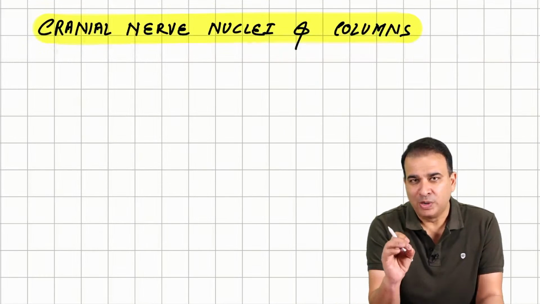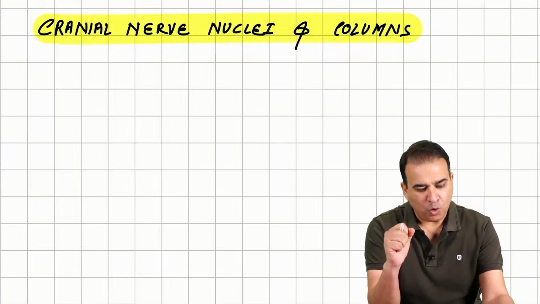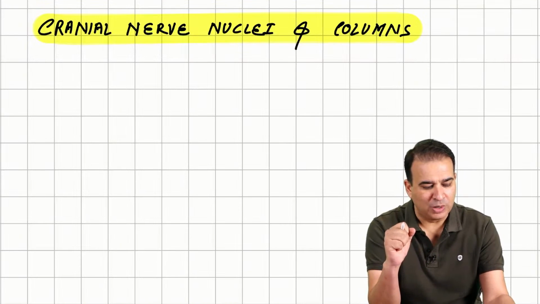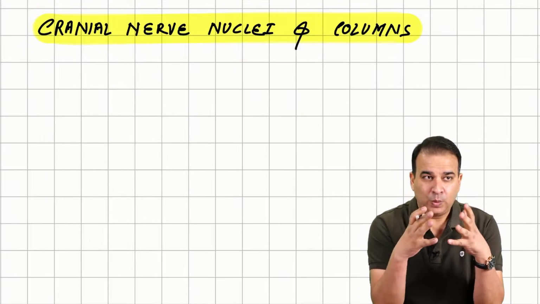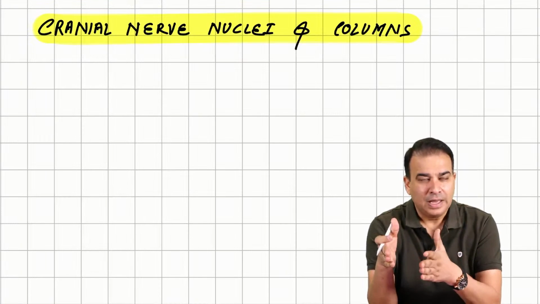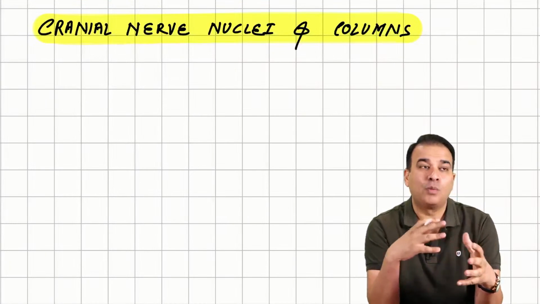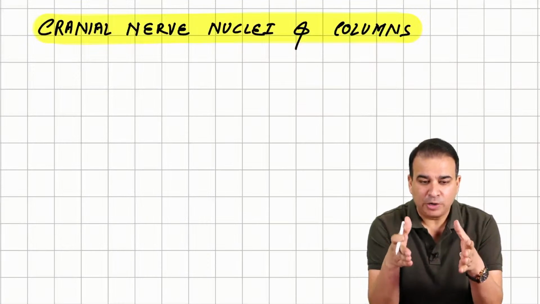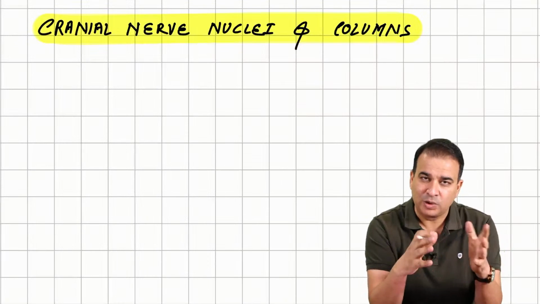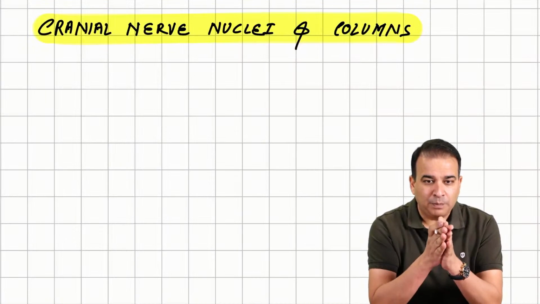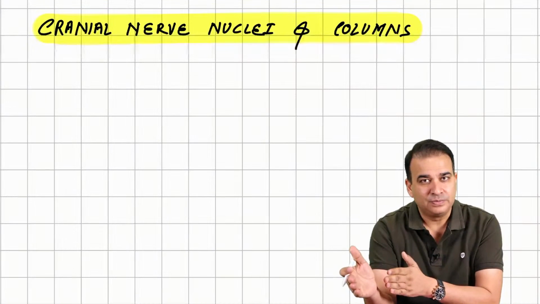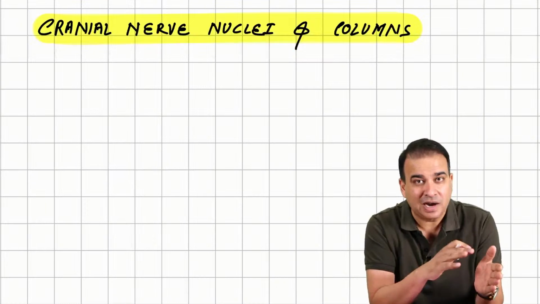Cranial nerve nuclei and columns. Now, why are we starting with the cranial nerve nuclei and columns? We need to discuss the cranial nerves. Cranial nerve nuclei and columns is more a topic of neuroanatomy, but I wanted to start head, neck and face with it only because before starting with any cranial nerve, I need to know exactly where the nerve is starting.